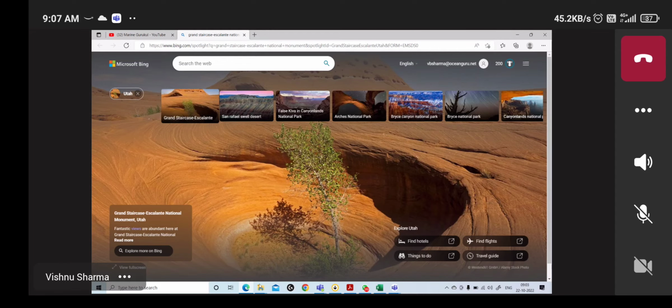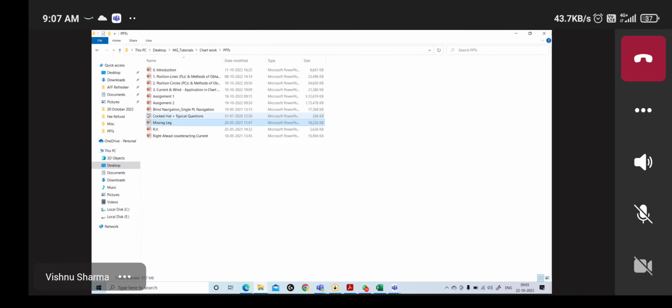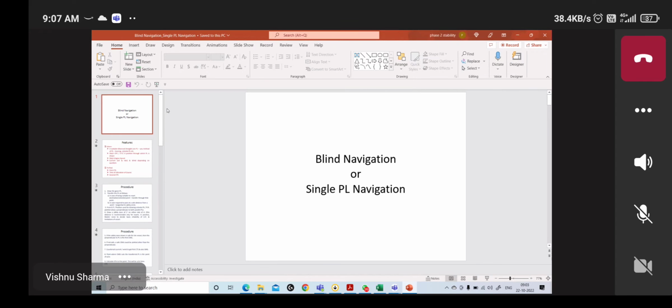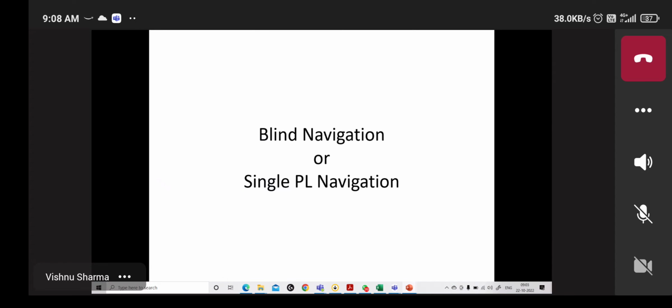Okay, the next method we can take is this one, beta. It's a very small one again. You must have heard this name, blind navigation or single PL navigation. This is again a short method, and we have one question in assignment 5. So today you can plot both of them, 5 and 4, and that will finish your basically assignment 3.